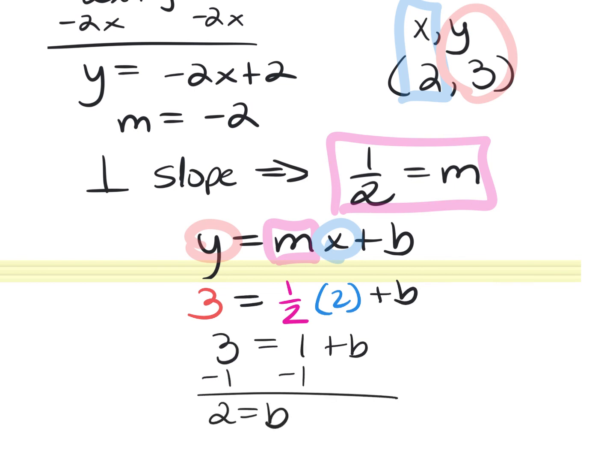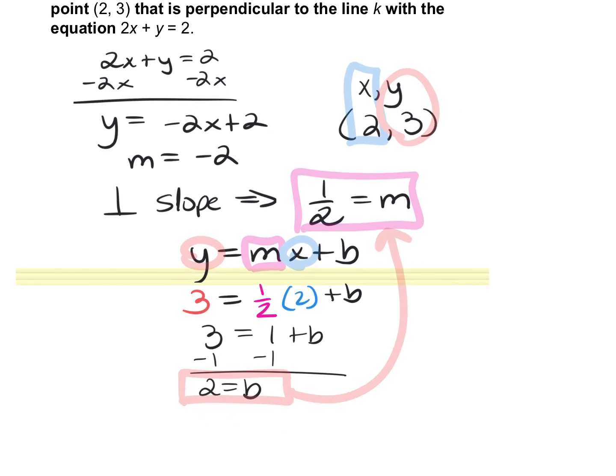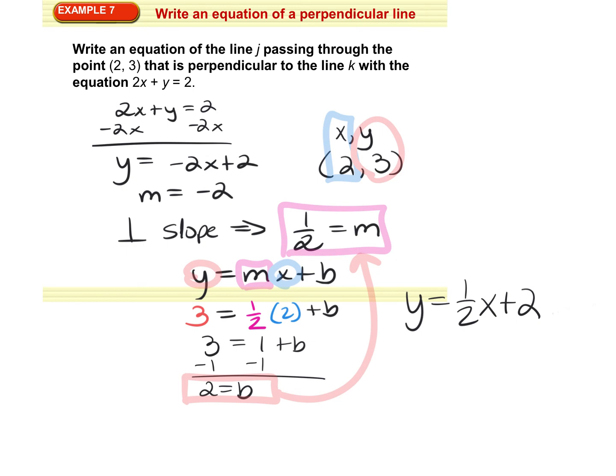So now I use that new y-intercept with the slope, the perpendicular slope, and plug it into y equals mx plus b. So I get y equals 1/2 x plus 2. And that is your equation that is perpendicular to the original given 2x plus y equals 2.